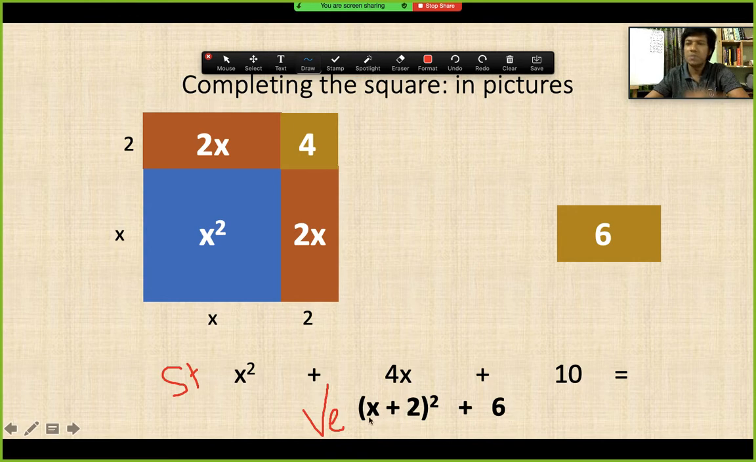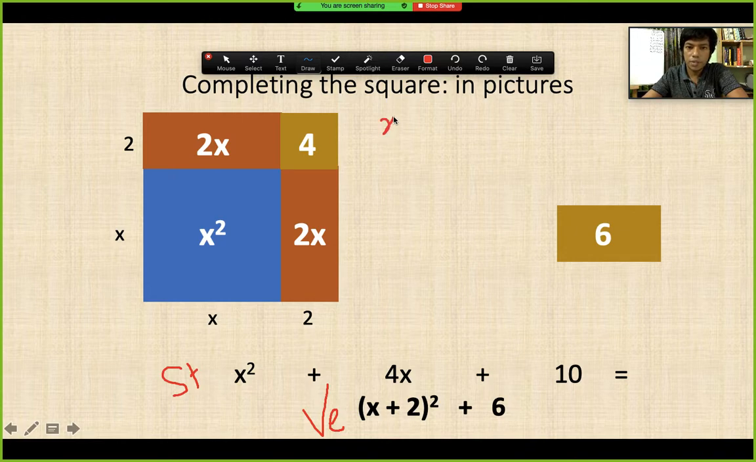This is vertex form. Same thing, same equation. This is standard form and vertex form. And if you ask, sir, how we converted this? This is x square plus 4x plus 10. So how do you convert it from this to the vertex form? Let me show you that.